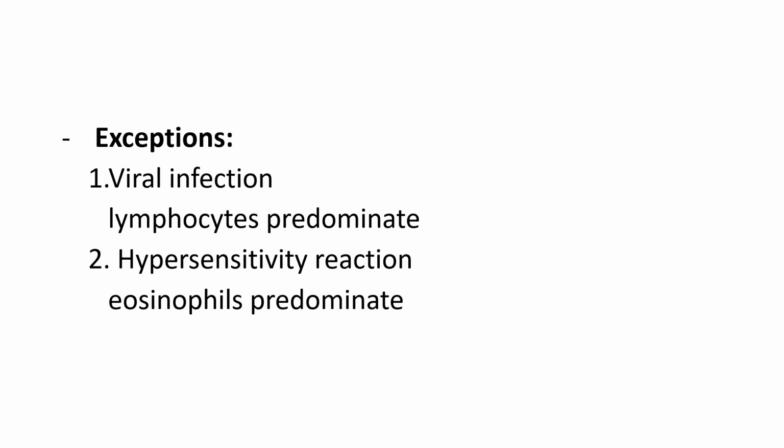But there are exceptions to the fact that the neutrophils are the predominant cells in cases of acute inflammation. The exceptions include viral infection, where the predominant cells are the lymphocytes, and parasitic infection and hypersensitivity reactions, where the eosinophils predominate.